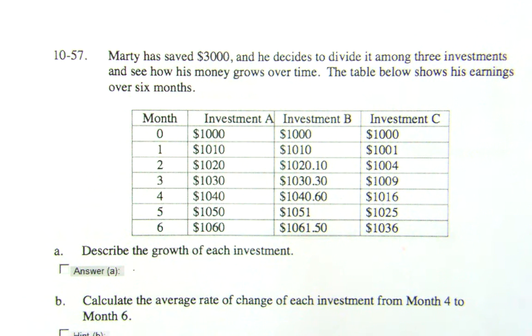The table below shows his earnings over 6 months. Describe the growth of each investment. They're making money. Okay. That's the end of the description. Oh my goodness. Let's see. Each investment. Okay. Well, all of them are making money. So yes, there's growth.